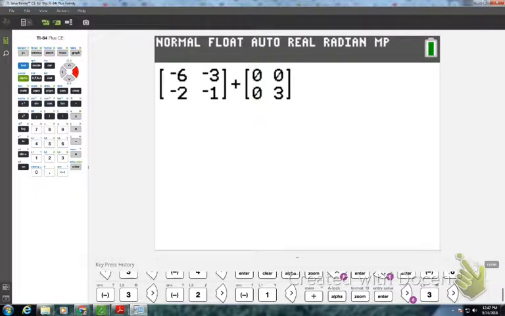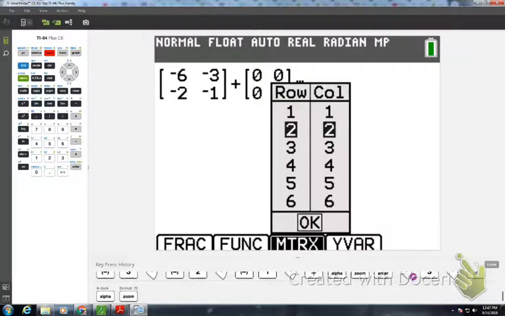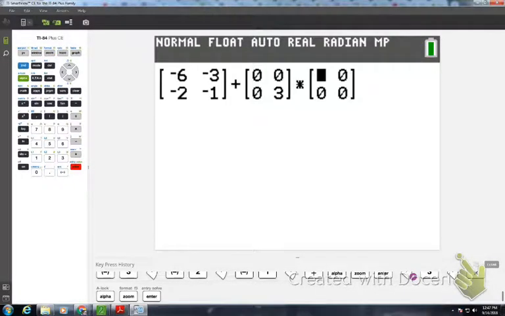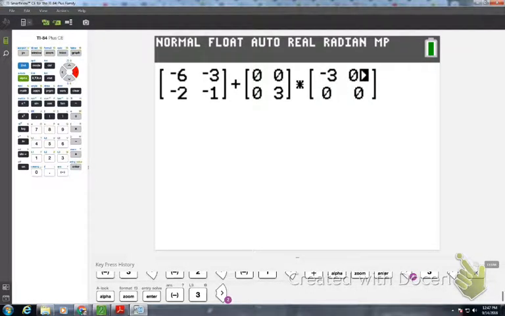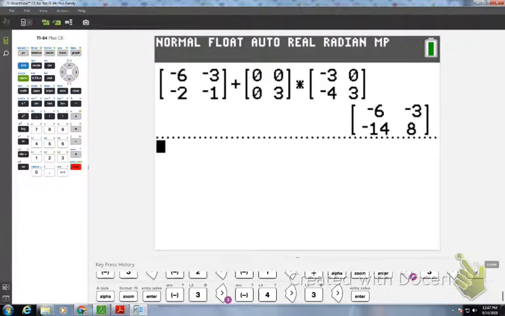And then multiplication sign. And then alpha zoom again to pull up another matrix. The last matrix is also a 2 by 2. The elements of that matrix is -3, 0, -4, and 3. Cursor to the right, hit enter, and that gives us the matrix, which is our answer.